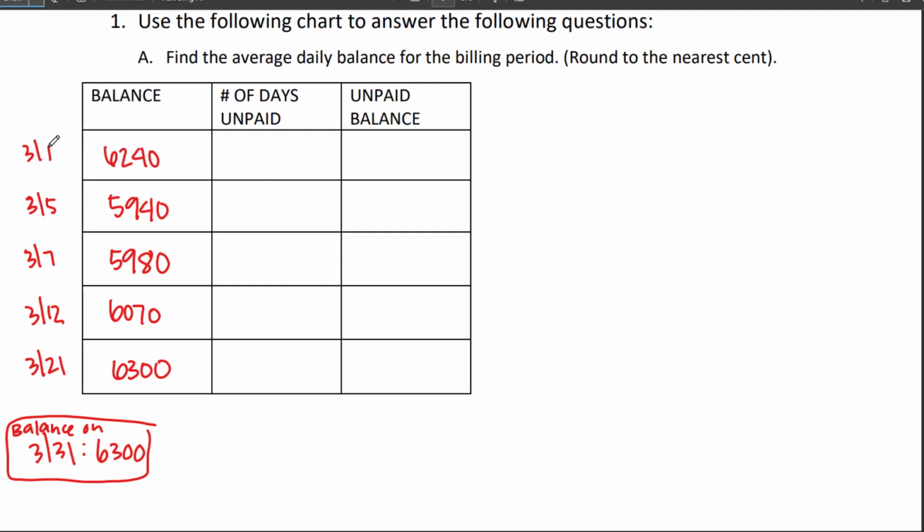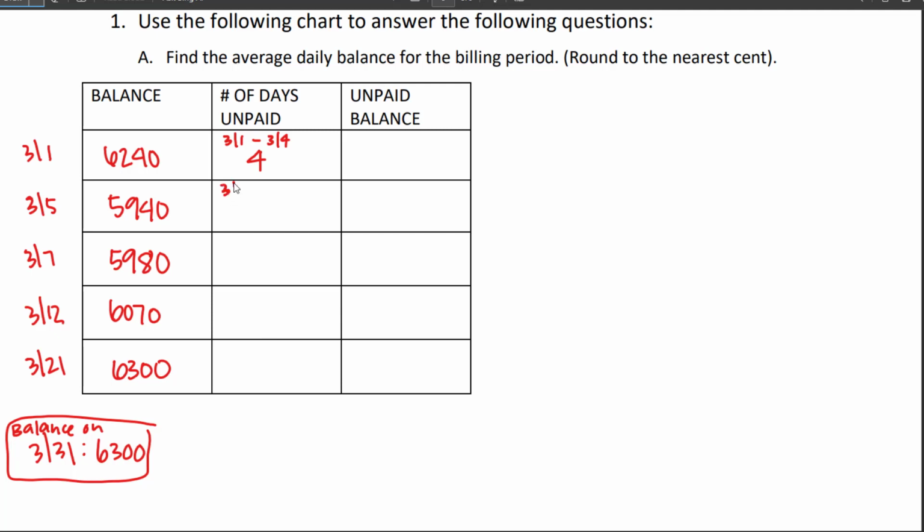So we have from March 1st all the way to March 5th. We cannot include the 5th in these number of days. We can only go from March 1st to March 4th. We're going to count those days, the 1st, 2nd, 3rd, 4th. So we have 4 days until our next transaction. The next transaction happens on the 5th.